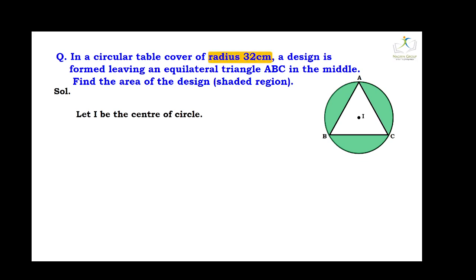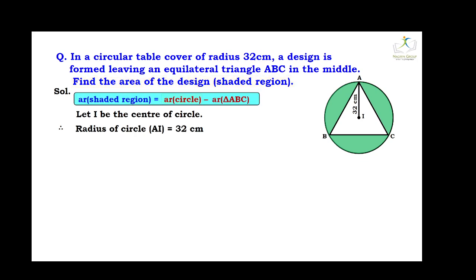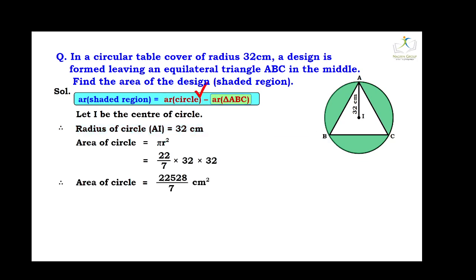So if you want to find the area of the design, first you have to find the area of the circle. The radius is given, 32 centimeters. It is easy to find the area of the circle, but we have to subtract the area of the triangle. So the area of the circle, you know that formula, pi r squared. Finding the area of the circle is very easy for you dear students. But the problem is how to find the area of the triangle. For the area of a triangle, we know only one formula: half into base into height.